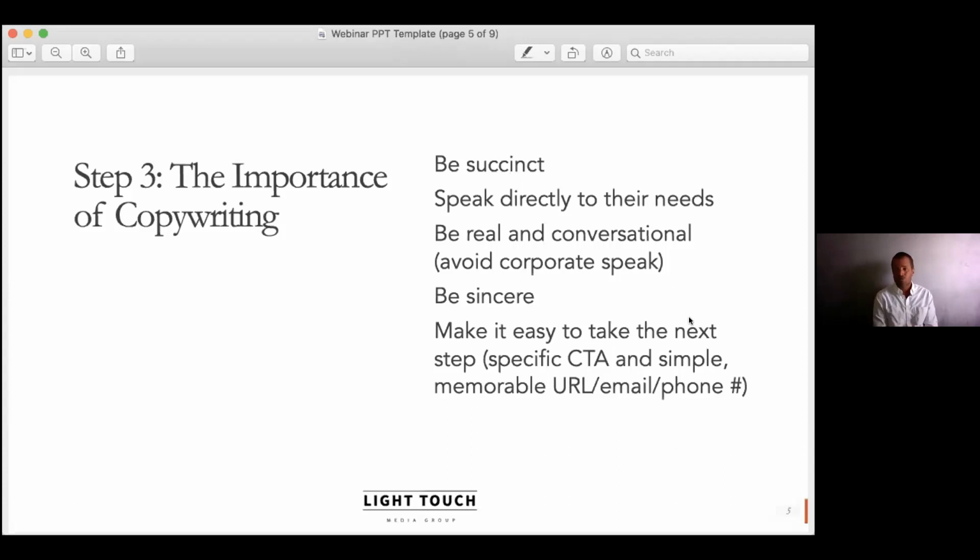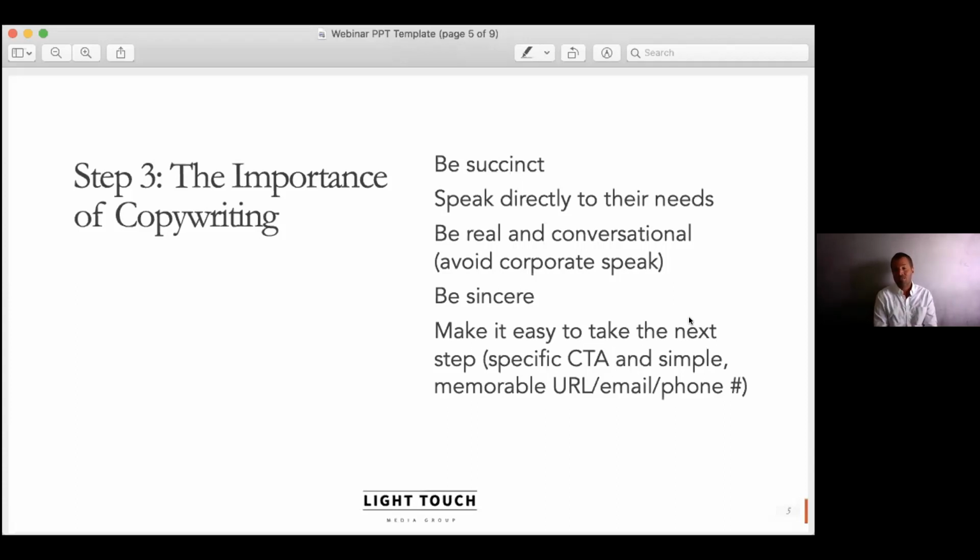So on that note, speaking directly to their needs, be real and conversational. So limit corporate speak, limit buzzwords. If you're speaking lingo to an audience like we talked about earlier, speak to IT people. When in Rome, speak Latin to the Romans, right? So if you're talking to IT people, speak their language, but still be as direct and specific and conversational as you can in all your language.